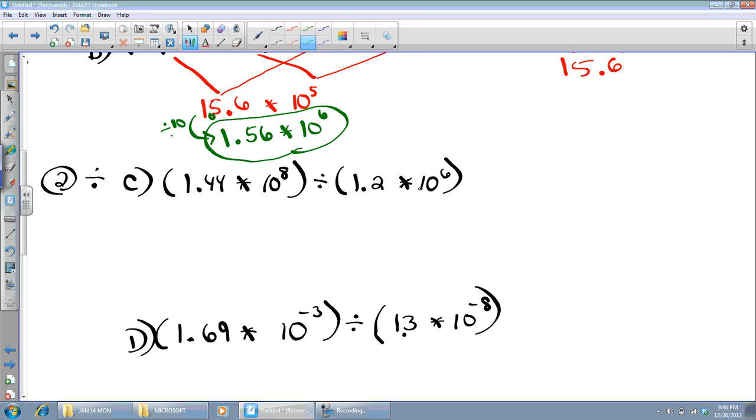Okay, let's talk about division. It's very much the same thing. I'm going to divide here, and of course I'll subtract exponents there. So I'll go ahead and do this part first because it's so simple.